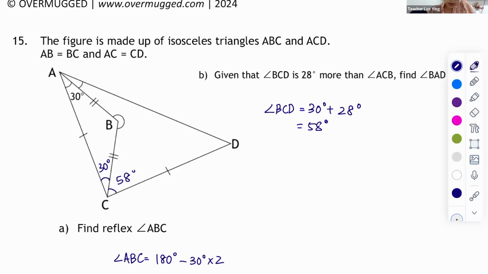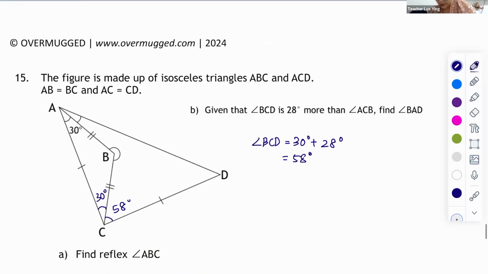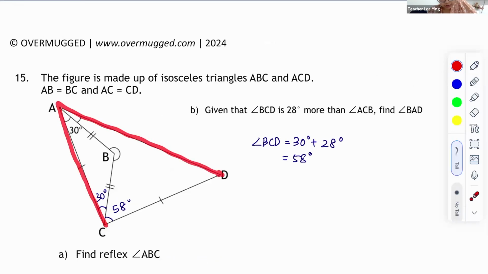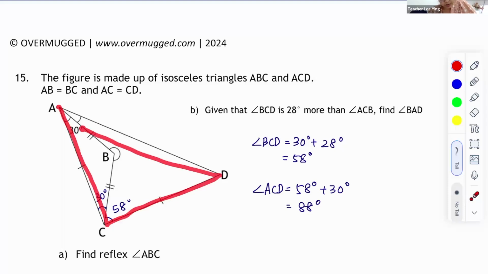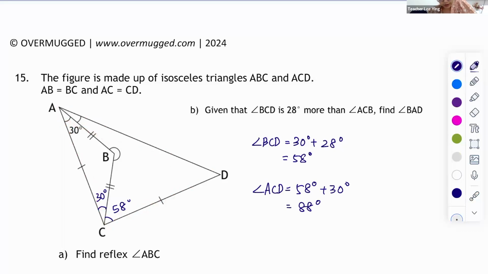So we're trying to find out what is the angle BAD, isn't it? Yep. So BAD is actually part of the base angle of ACD. So look at the base angle here. What we can do is find angle ACD first, which is 58 plus 30, to get 88 degrees. Then we take 180, subtract 88, and then we divide it by 2. Okay, to find this angle. Or it's actually, we are also finding angle CAD. So angle CAD, we take 180, subtract 88.